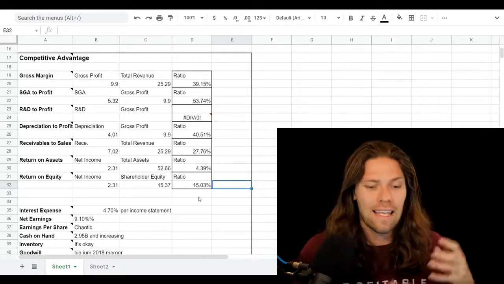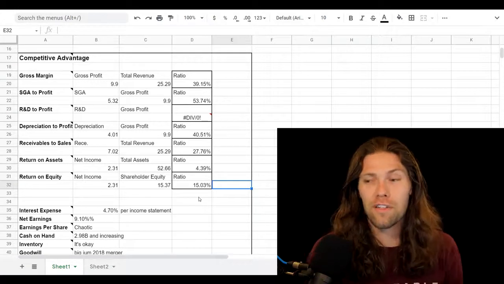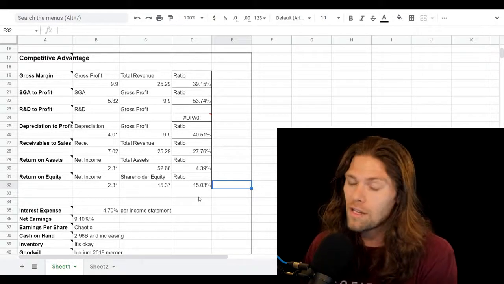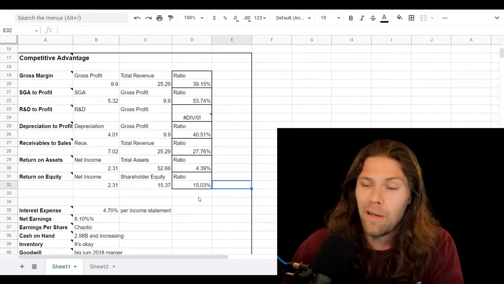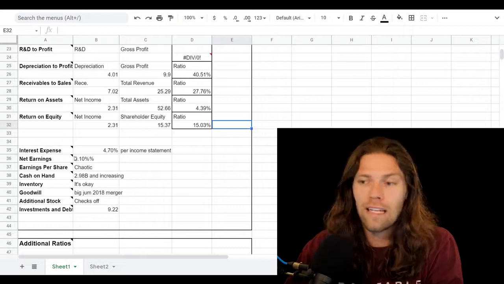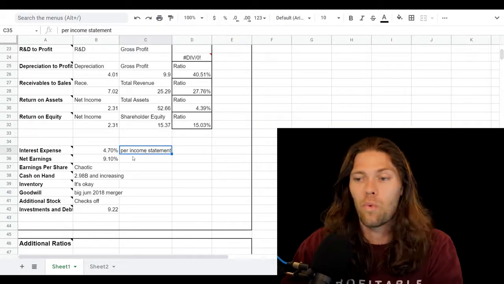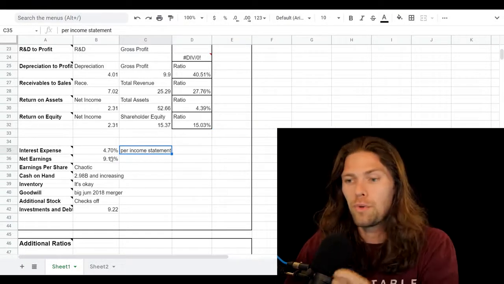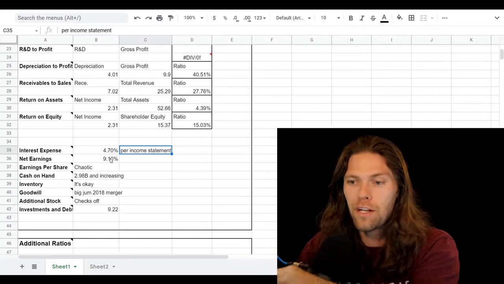Because if you have a company that is in a healthier financial position than its competitors and it's selling for a relatively cheap price, that is a company you may want to buy. And then we have a few other things here. Interest expense, how much are they paying on their debt? You can find this on the income statement. What is their net income compared to revenue? 9.1%. Again, you want to compare that to competitors.